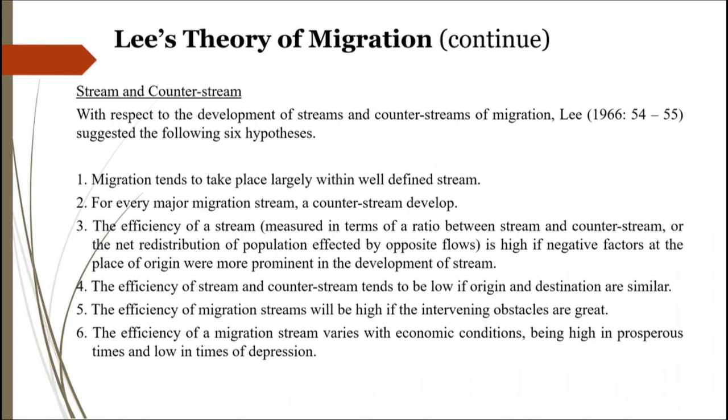The efficiency of a stream is measured in terms of the ratio between stream and counter stream. The net distribution of population, the opposite flow is high if negative factors at the place of origin were more prominent in the developed stream. So more negative factors, you will get higher migration. The efficiency of stream or counter stream tends to be low if origin and destination are similar.